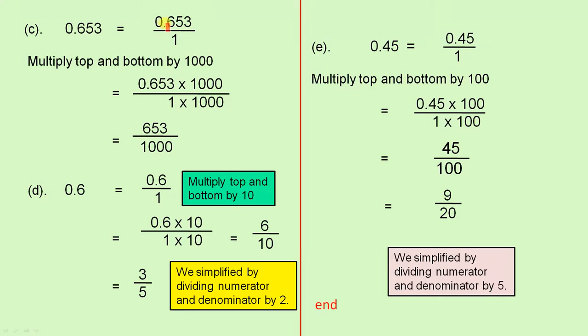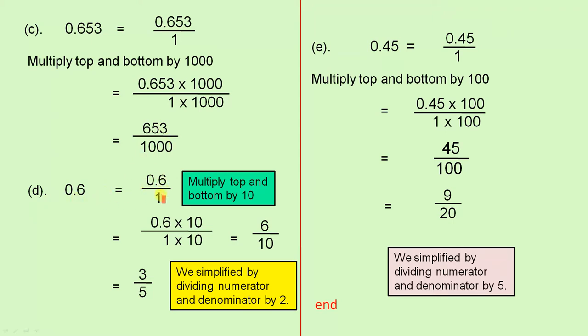0.653 is the same as 0.653 over 1. Multiply top and bottom by 1,000. The reason we do that is it helps us move the decimal point 3 places to the right. So 0.653 times 1,000 over 1 times 1,000 gives us 653 over 1,000. And there's our fraction. So 0.653 is 653 over 1,000.